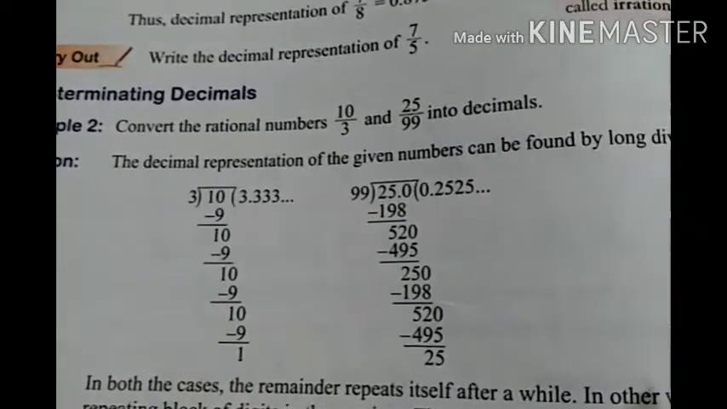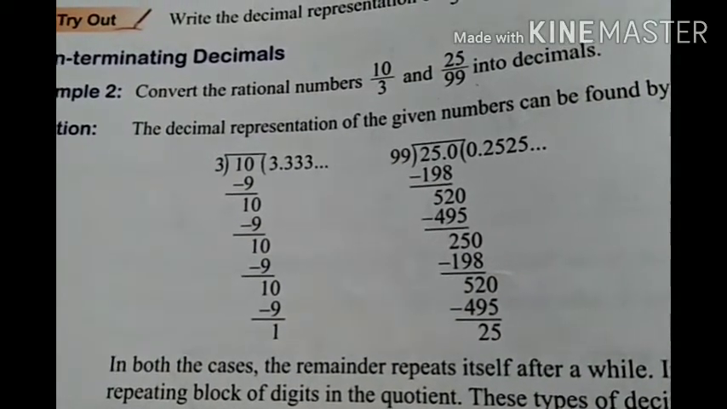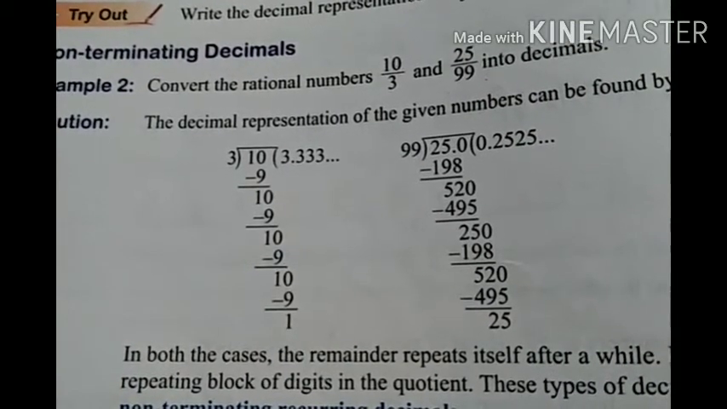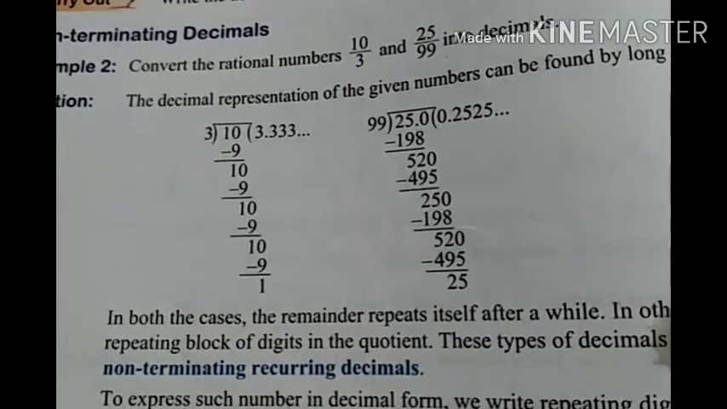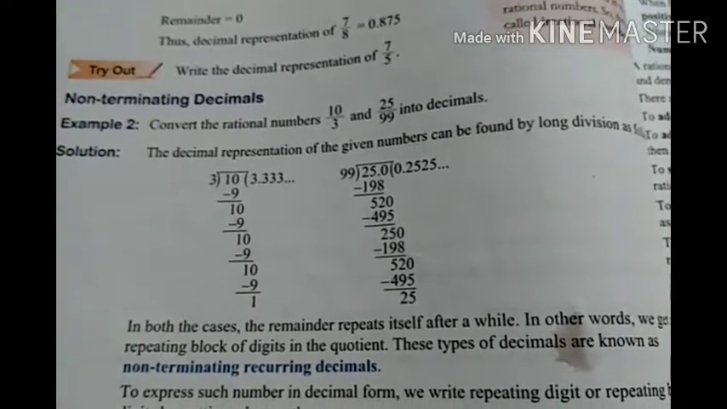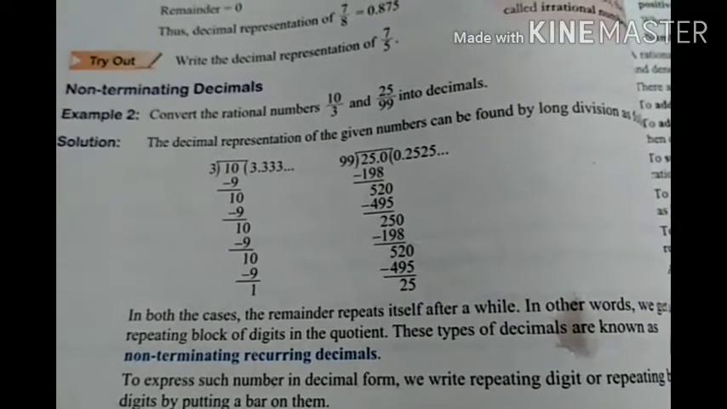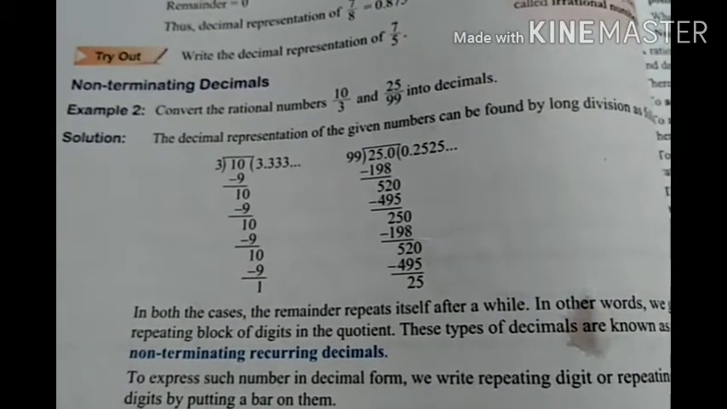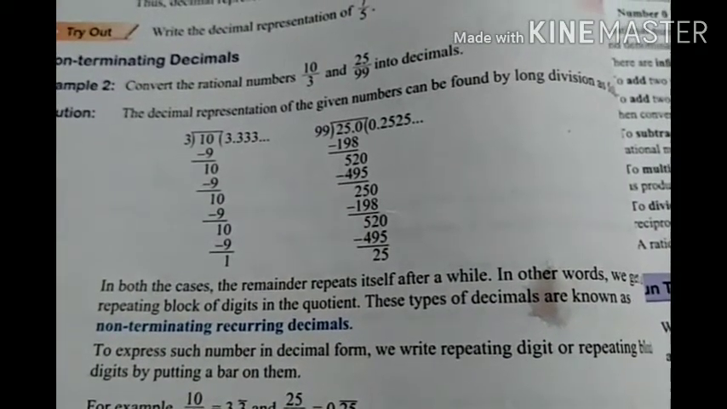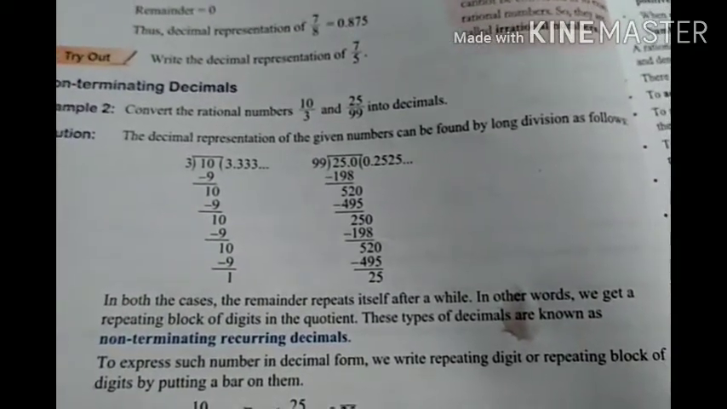Then when we are dividing 25 by 99, what do we get? We get 0.2525 and so on. We are not getting remainder as 0. In both the cases, the remainder repeats itself after a while. In other words, we get a repeating block of digits in the quotient. These types of decimals are known as non-terminating recurring decimals. To express such a number in decimal form, we write the repeating digit or repeating block of digits by putting a bar on them.